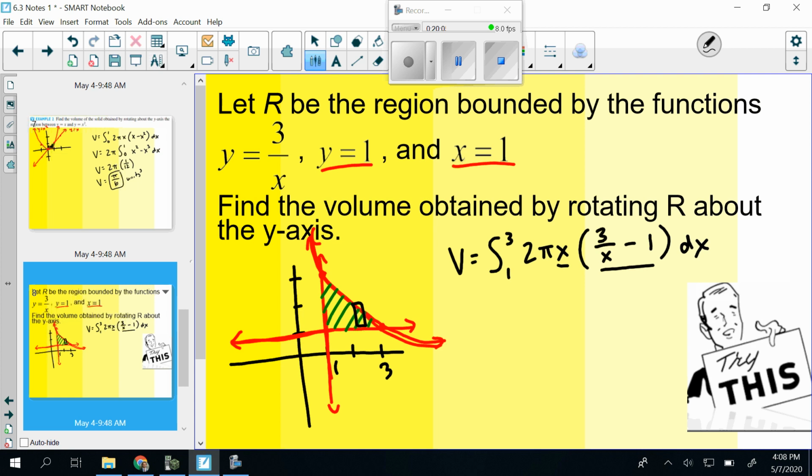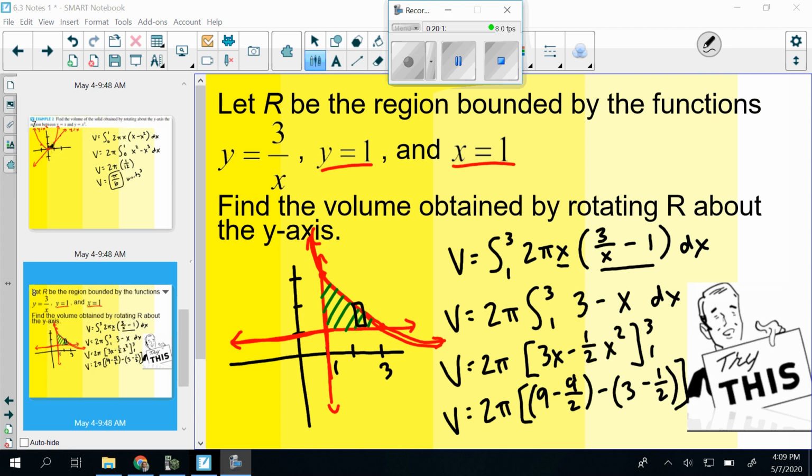All right, next, see if you can pause the video and solve this one out and see what you get. All right, let's see how you evaluate it here. Again, we can pull our constant out of 2 pi here. Make sure you distribute that x. When you multiply that x to that first one, those two x's actually cancel out, so you're just left with 3. And then x times 1 is x.